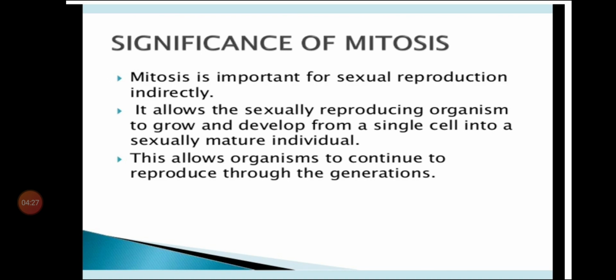So I repeat the significance point-wise. Mitosis is important for sexual reproduction indirectly. It allows sexually reproducing organisms to grow and develop from a single cell into a sexually mature individual. This allows organisms to continue to reproduce through the generations.